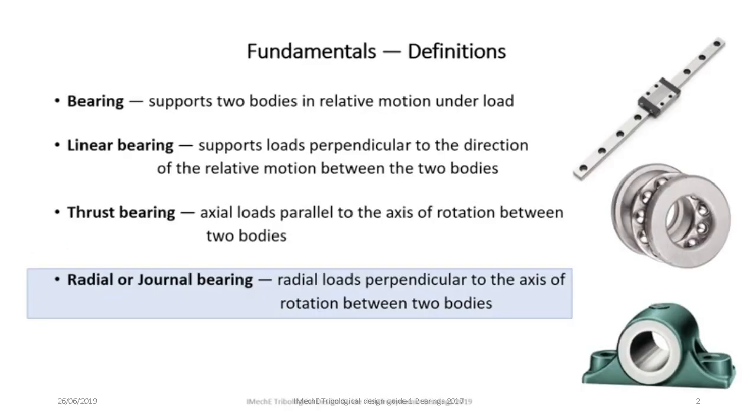A bearing is an assembly of components designed to allow the easy relative motion of two machine parts while carrying an applied load. We can classify bearings either by their geometry or their mode of operation. Linear bearings support loads that are perpendicular to the direction of sliding, so are appropriate for mechanisms involving linear motion. Thrust bearings are those that can support an axial load between components that rotate relative to one another. Radial or journal bearings support a radial load between rotating components, and it is these that we're going to look at in more detail.